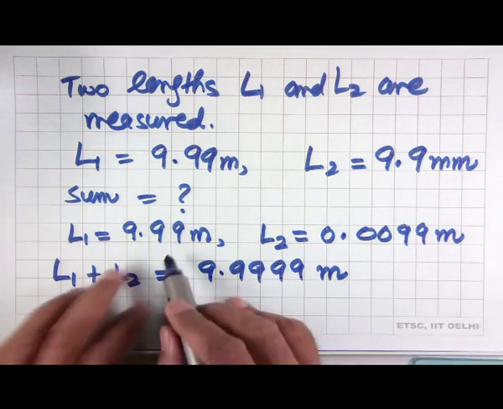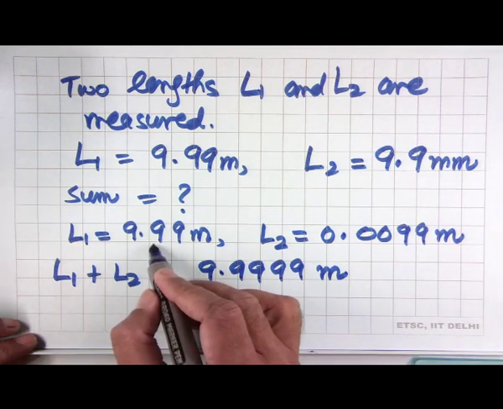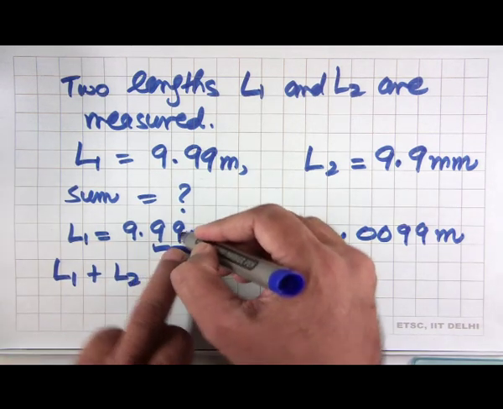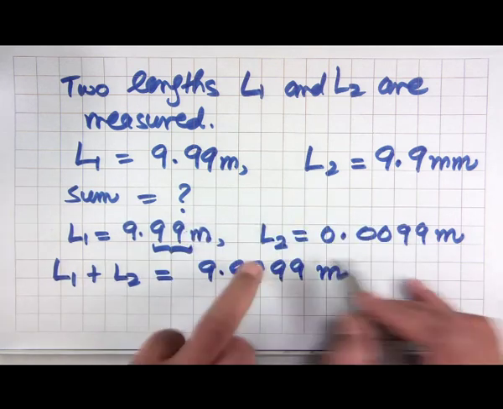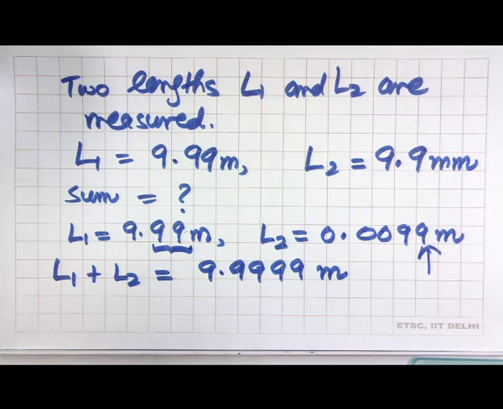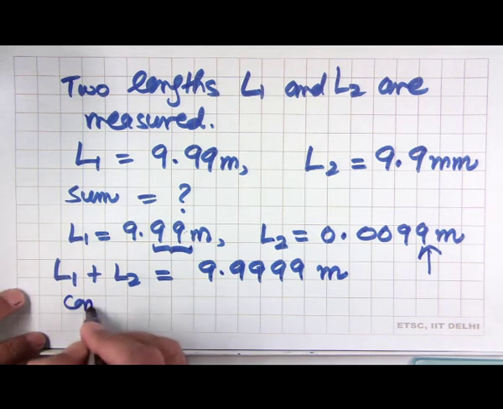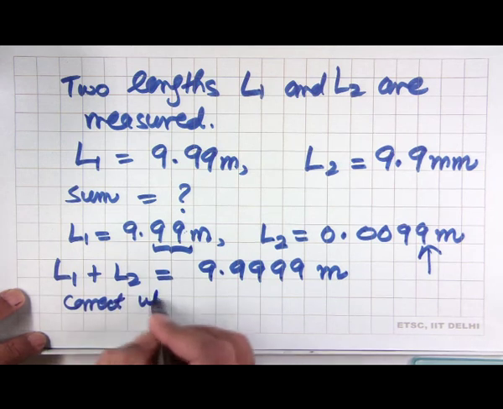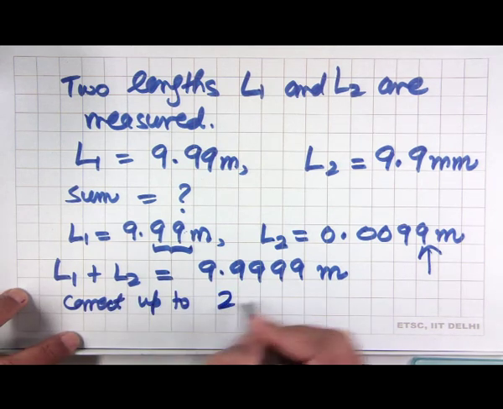Now, in the two we have to go up to the least number of decimal places. We see L1 in meters is up to 2 decimal places, whereas L2 in meters is up to 4 decimal places. So, we have to finally write our answer. If we write it in meters, correct up to 2 decimal places.